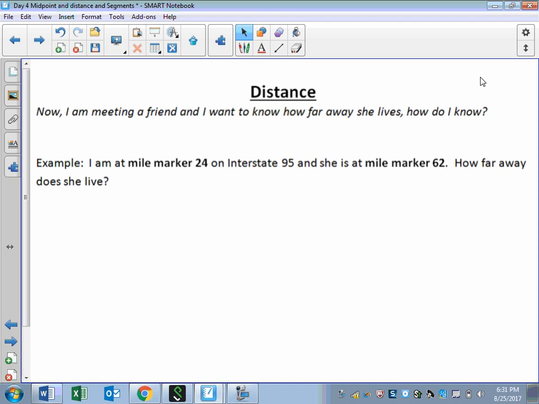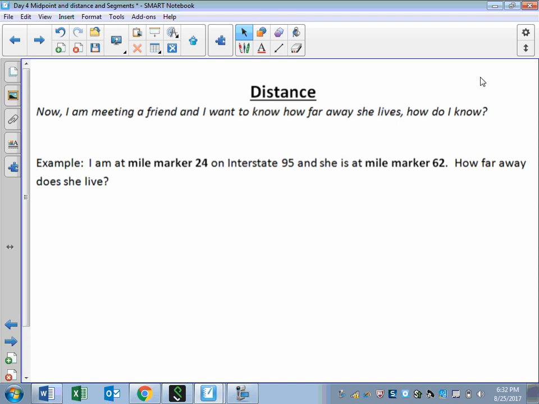Okay, we got another one of these kind of thinking questions that I want you guys to answer. I am at mile marker 24 on Interstate 95, and she is at mile marker 62. Again, whoever this mystery girl is. How far away does she live? So think about how you would go about finding the distance between those 2 places. So again, I'm going to want you to write this down on a separate sheet of paper or in your notebook.